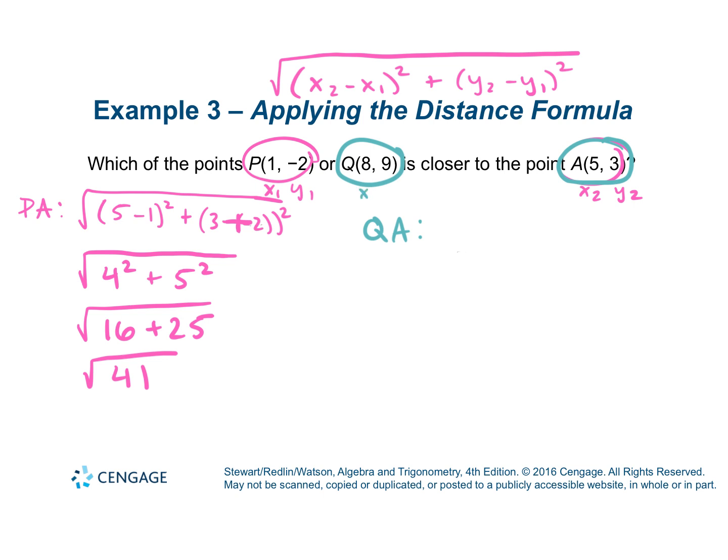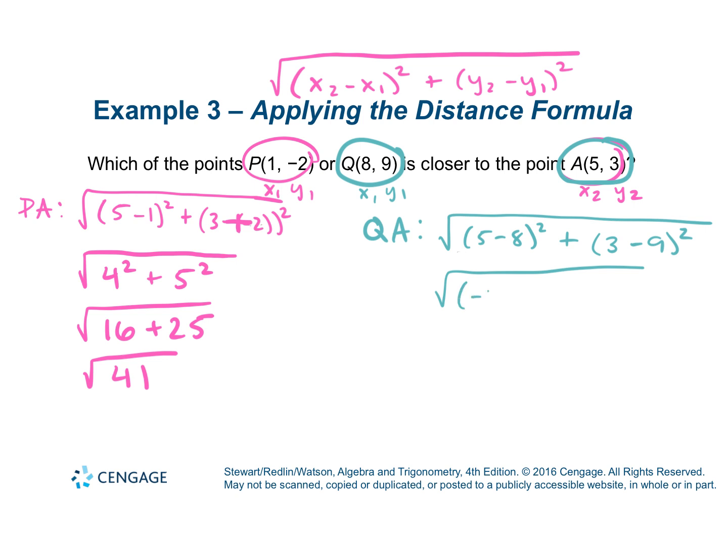Let's do the same thing, but we're going to find the distance between Q and A now. So I'll label Q as my x1, y1, since A is already x2, y2. So we have the square root of 5 minus 8 squared, plus 3 minus 9 squared. What's 5 minus 8? Negative 3, perfect. So negative 3 squared plus, what's 3 minus 9? Negative 6 squared.